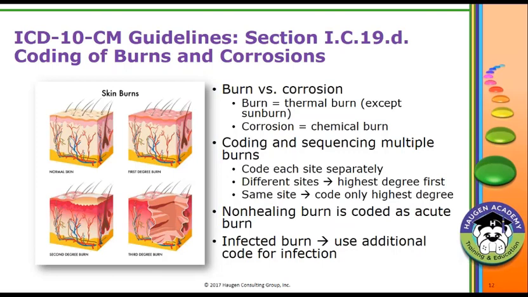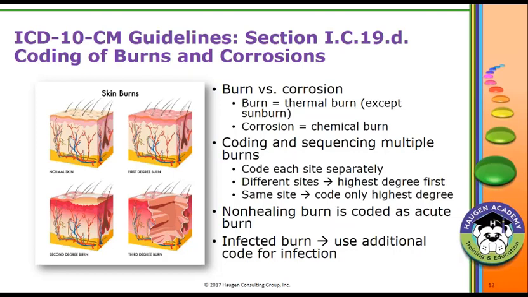There are coding guidelines specific to burns and corrosions, and they talk about the difference between a burn and corrosion. Burns are due to thermal injury, except for sunburns, which are coded elsewhere, and a chemical burn is considered to be a corrosion in ICD-10. So coding and sequencing of multiple burns. This slide, by the way, really just touches on the highlights from this guideline. It's a pretty long guideline. I do recommend that you go and read this guideline if you're coding these.